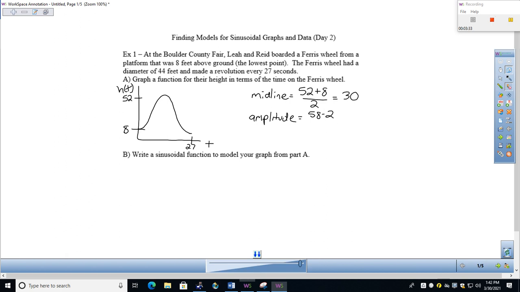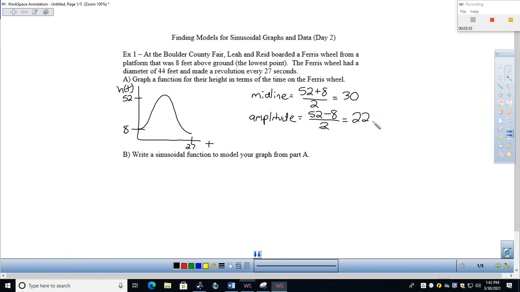Hang on one sec. Let me just change that. There we go. So 52 minus 8, and then divide by 2. And when we do that, of course, we get 52 minus 8, which is 44, and that's a 2 on the bottom there. And so what do we got? 44 divided by 2, 22.